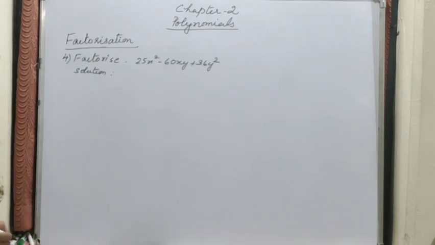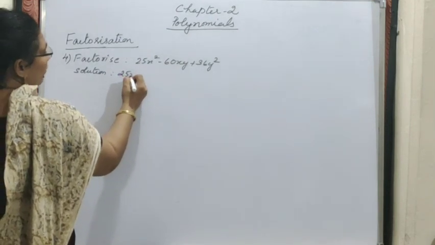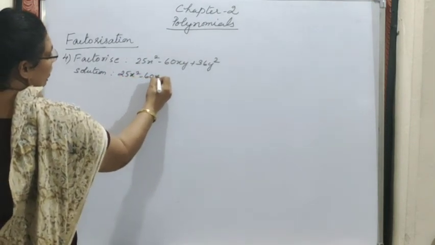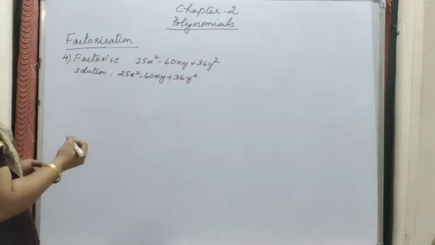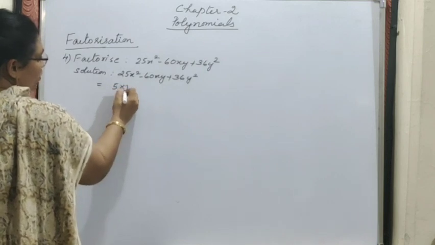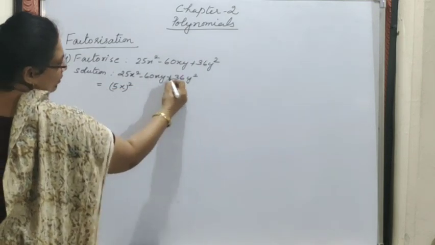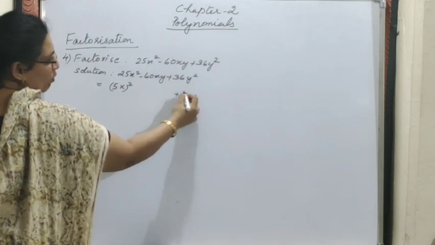Next question, factorize 25x square minus 60xy plus 36y square. So I'll take down the question itself: 25x square minus 60xy plus 36y square. Try to find the first and the last term in square form. 25x square can be written as 5x whole square. Again, after leaving some space, 36y square can be written as 6y whole square.